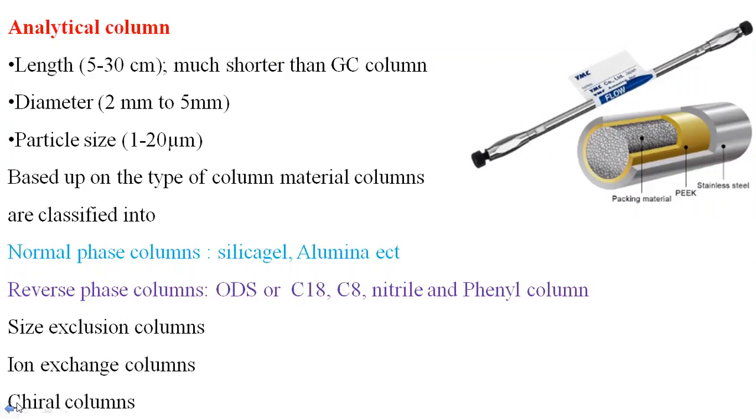Whether it is a guard column or an analytical column, the supporting material is made of stainless steel and polyether ether ketone. Based on what type of material we are packing in the column, we have different types of analytical columns, like normal phase columns, reverse phase columns, etc.